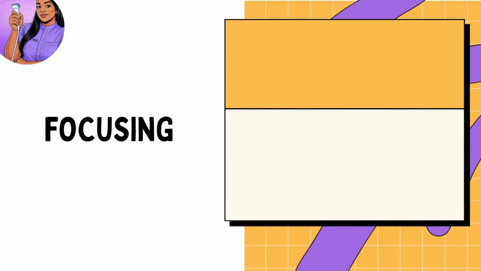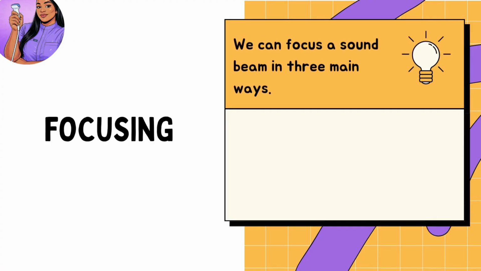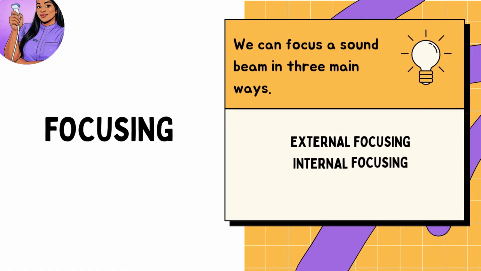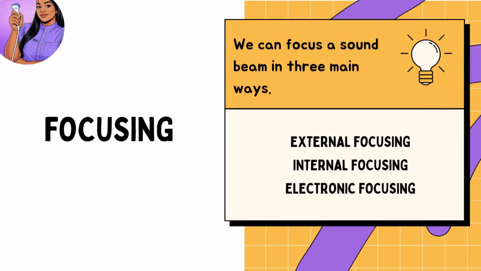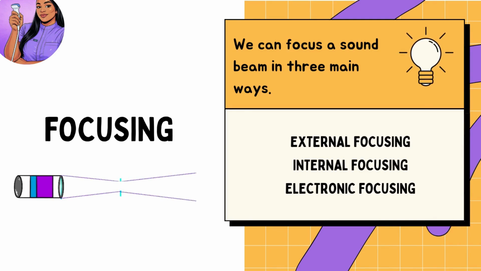Okay, so now that we know why focusing matters, it's what gives us that clear, sharp image at the focus, let's talk about how we actually do it in ultrasound. There are three main ways we can focus a sound beam: external focusing, internal focusing, and electronic focusing. All three have the same goal: to squeeze that beam tighter and improve lateral resolution, but they go about it in different ways. Let's first start with external focusing.